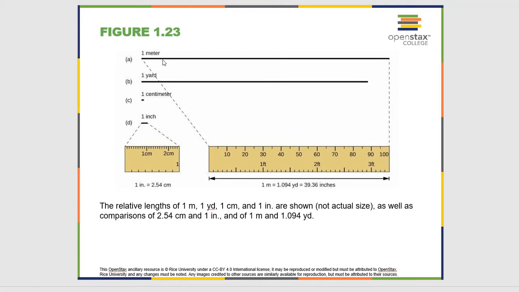So the standard base unit of distance is the meter. 1 meter is about 39.36 inches, to give you a perspective. Or it's approximately a yard. It's a little bit more than a yard. So if you think of a football field, which is 100 yards, it's a little under 100 meters, just to give you a perspective of how long a meter is.